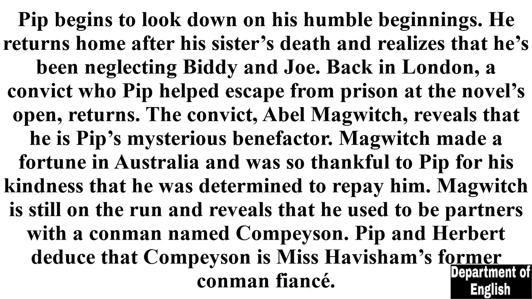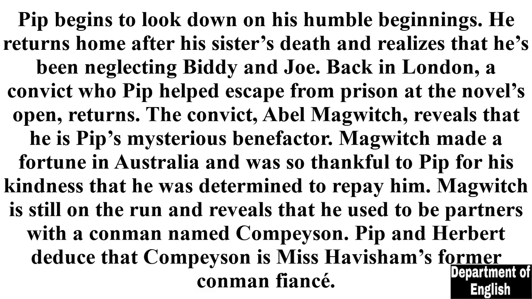Pip begins to look down on his humble beginnings. He returns home after his sister's death and realizes that he has been neglecting Biddy and Joe. Back in London, a convict whom Pip helped escape from prison at the novel's opening returns. The convict, Abel Magwitch, reveals that he is Pip's mysterious benefactor. Magwitch made a fortune in Australia and was so thankful to Pip for his kindness that he was determined to repay him.